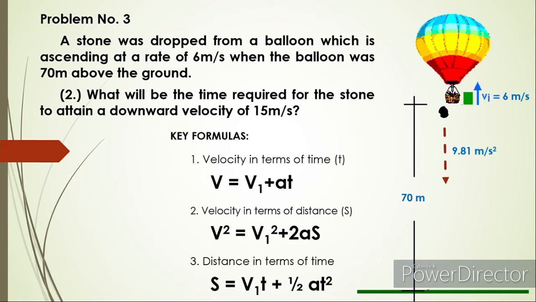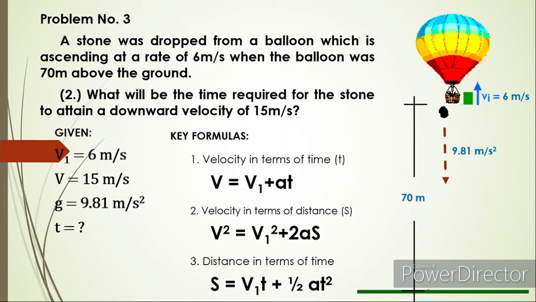Question number 2. What will be the time required for the stone to attain a downward velocity of 15 meters per second? Given, we have V1 is equal to 6 meters per second. V is equal to 15 meters per second. Gravitational acceleration is equal to 9.81 meter per square second. And the time, which is unknown.